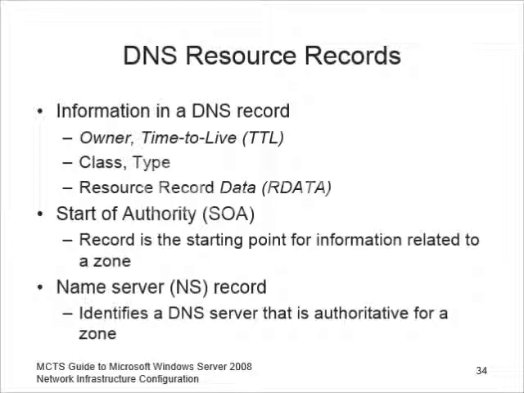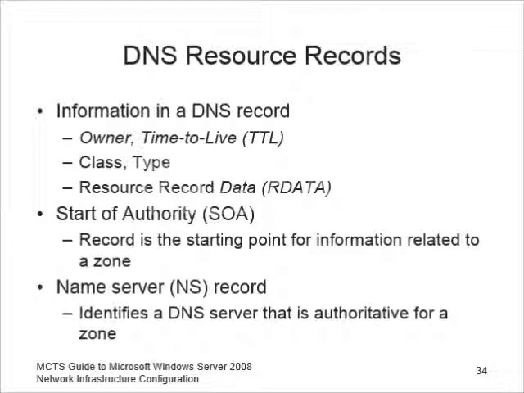Every zone contains an SOA record at the top of the zone file. An SOA record indicates the starting point or origin of authority for information stored in a zone. It contains all of the zone-specific information for the DNS server to use when maintaining the zone. The SOA resource record is the first resource record that is created when creating a new zone.